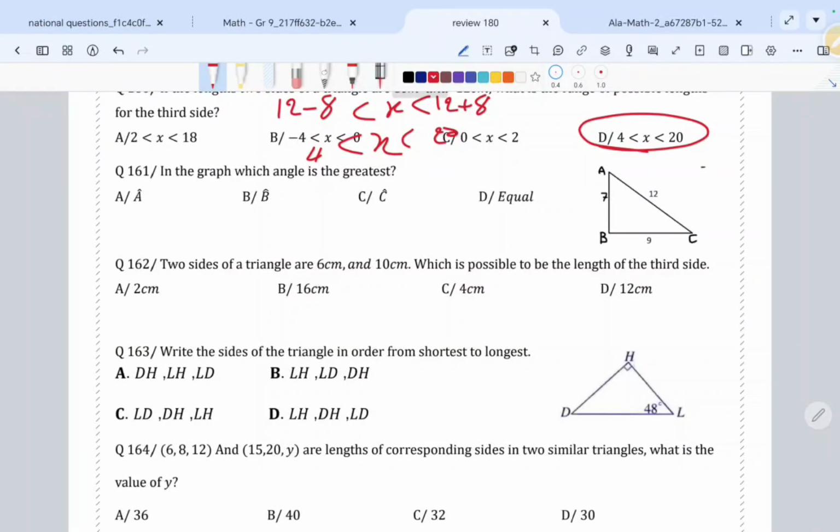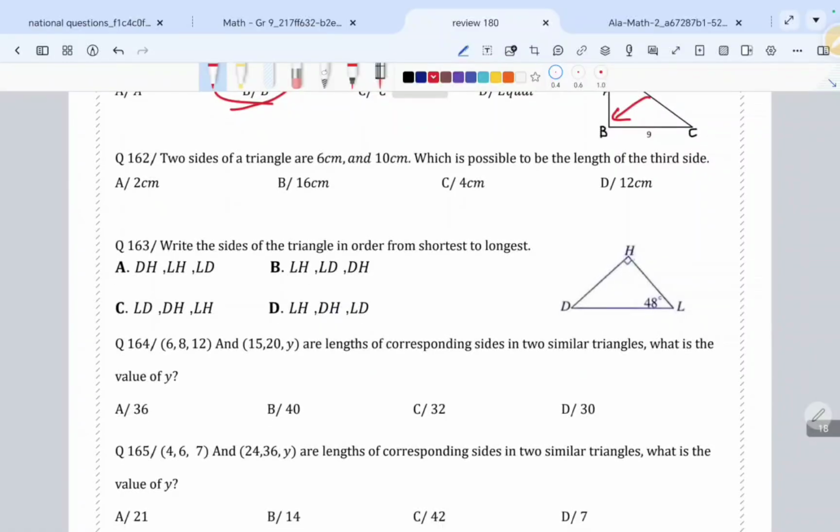In the graph, which angle has the greatest value? Which side has the greatest measure? 12. 12 is opposite to what? To B. So B has the greatest value. Two sides of a triangle are 6 centimeters and 10 centimeters. What's the possible length of the third side? Okay, 2, no, 2 is less than 6. 16 is greater than 10. 4 is less than 6. So 12 is the correct answer.